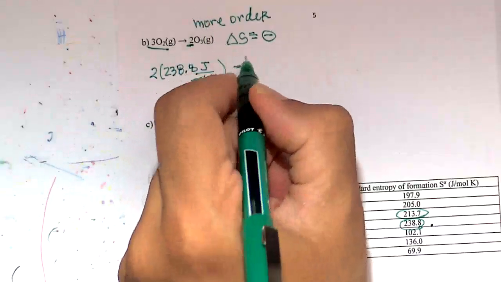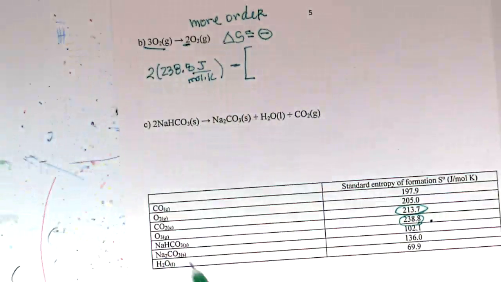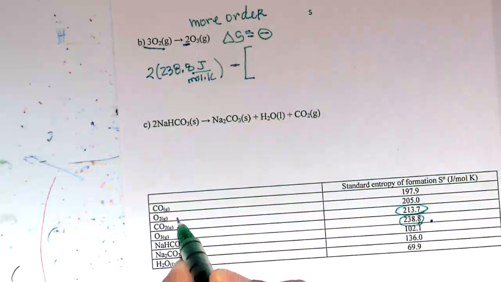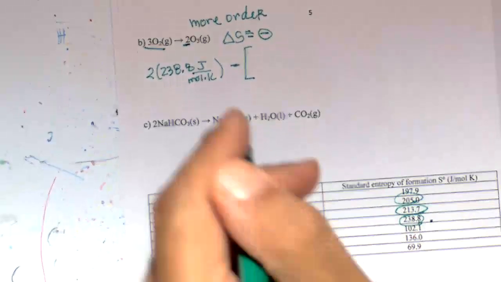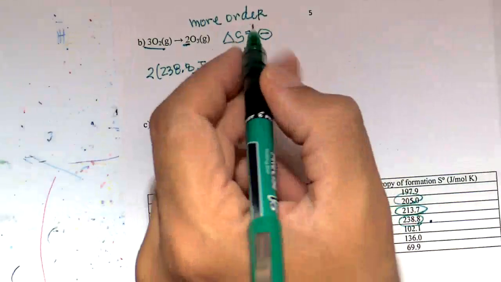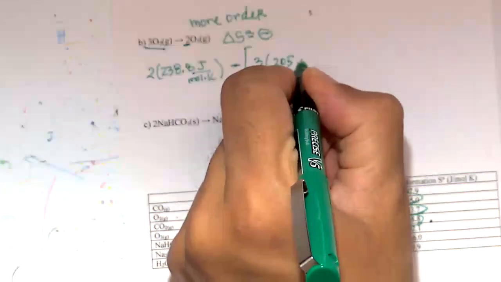That's the only product, so you're going to put a minus sign. Sum of the reactants, there's only one reactant, that's O2 gas. What is its value for standard entropy? 205, that's for 1 mole. But how many moles do we have? So you have to multiply it by 3.